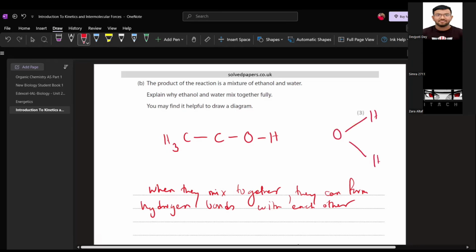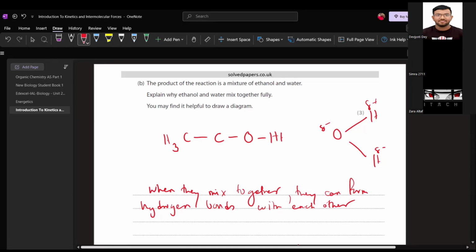Check out this diagram. This is our favorite ethanol down here, and then we have water. We have the partially positively charged hydrogen and the partially negatively charged oxygen atom down here. For the production of a hydrogen bond, what do we require? We require hydrogen's presence. You have hydrogen from the ethanol side, and from the water side we require an element which is much more electronegative than hydrogen. In this case, oxygen is present.